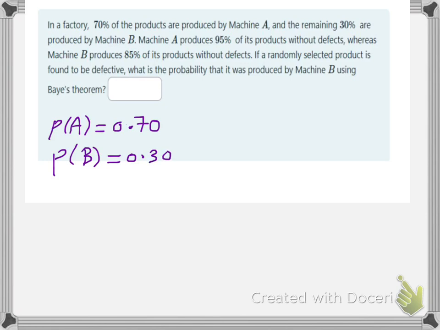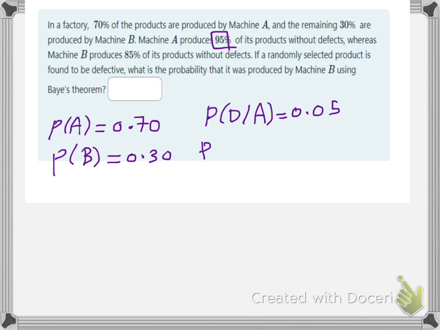Machine A produced 95% non-defective products, so the remaining 5% are defective. Let's call D the event of a defective product. So probability of defective given it came from machine A is 5%, so 0.05. How do I know it is 5%? Because 95% are not defective, so the remaining are 5%.